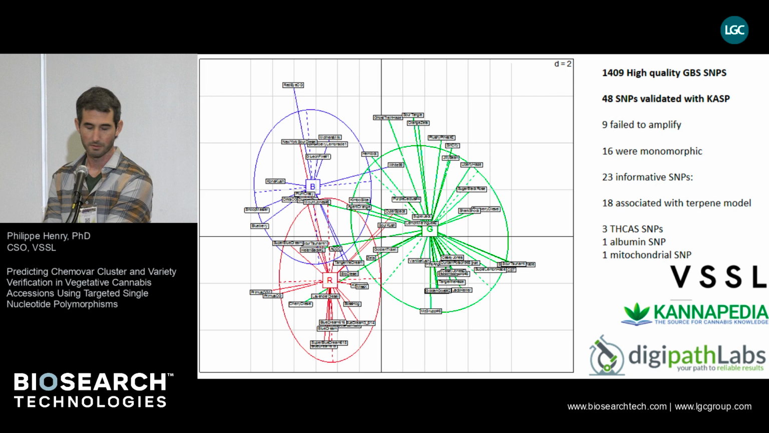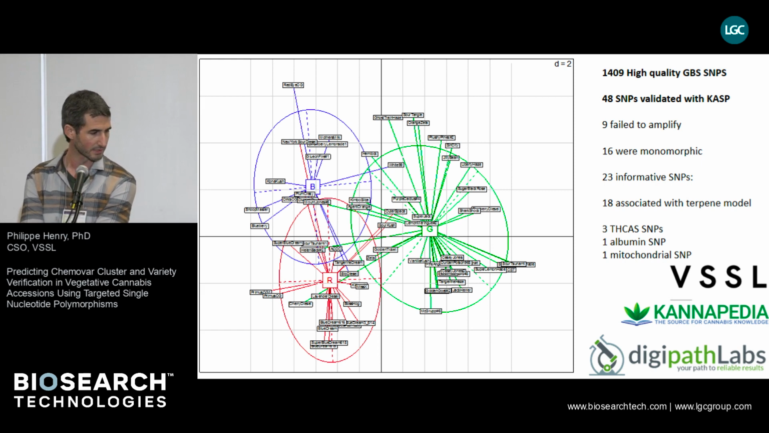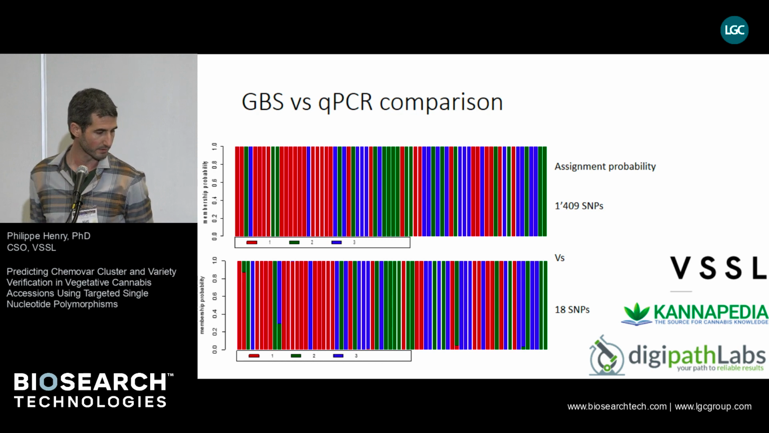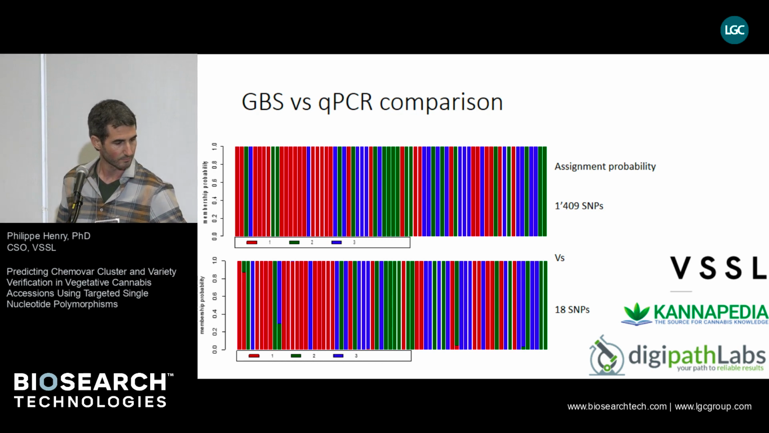Here's just an example of a comparison. So just to show the performance of these SNPs and how they work when you're trying to assign these accessions back to their chemovar cluster. So you see that in this case, I think 1 individual cannabis is assigned 50% to another group, but 69 of the other individuals, with genotyping at 18 SNPs, were actually assigned to the correct group. So this is something that's kind of interesting.